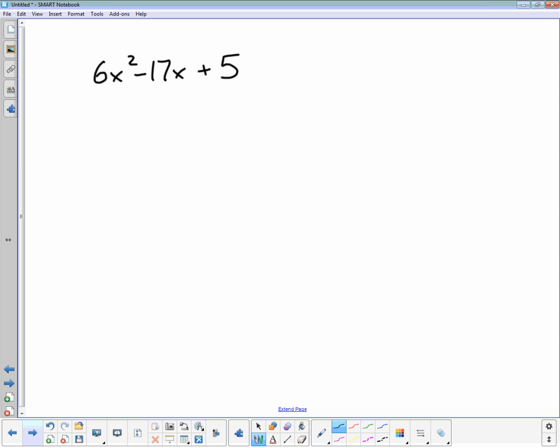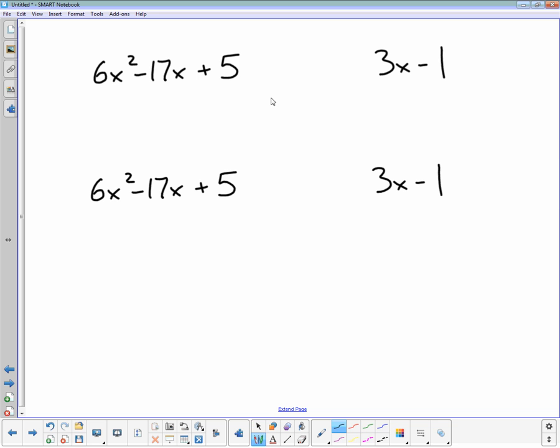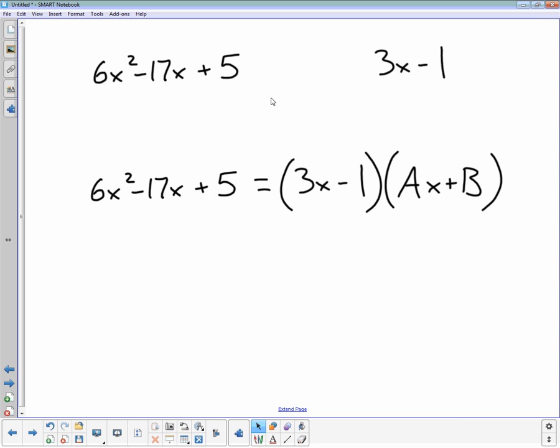Okay, so we have this polynomial, and we know one of its factors is 3x minus 1. So that's saying to me that it must be some... Now, we know that the other term must be a linear term, an ax plus b, because the highest order of the original polynomial is 2.